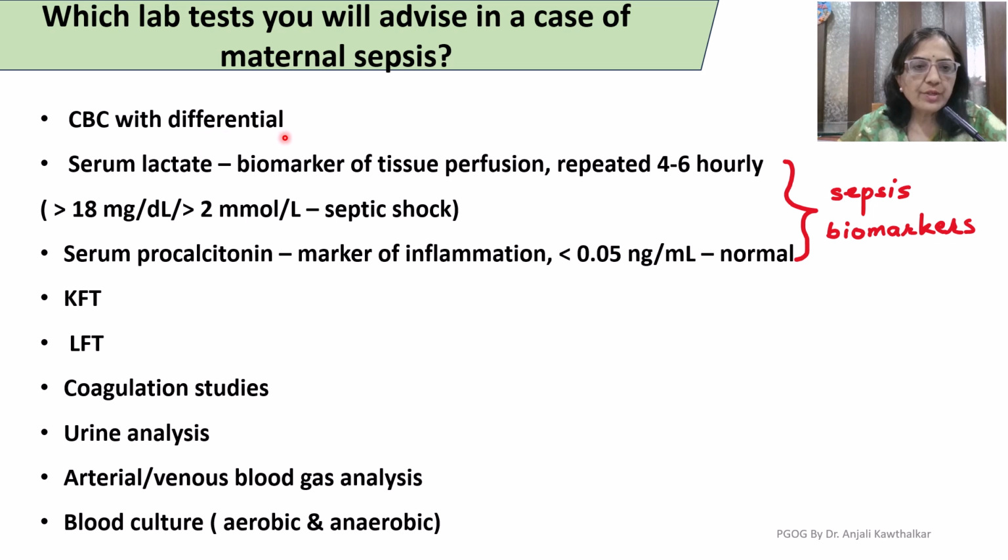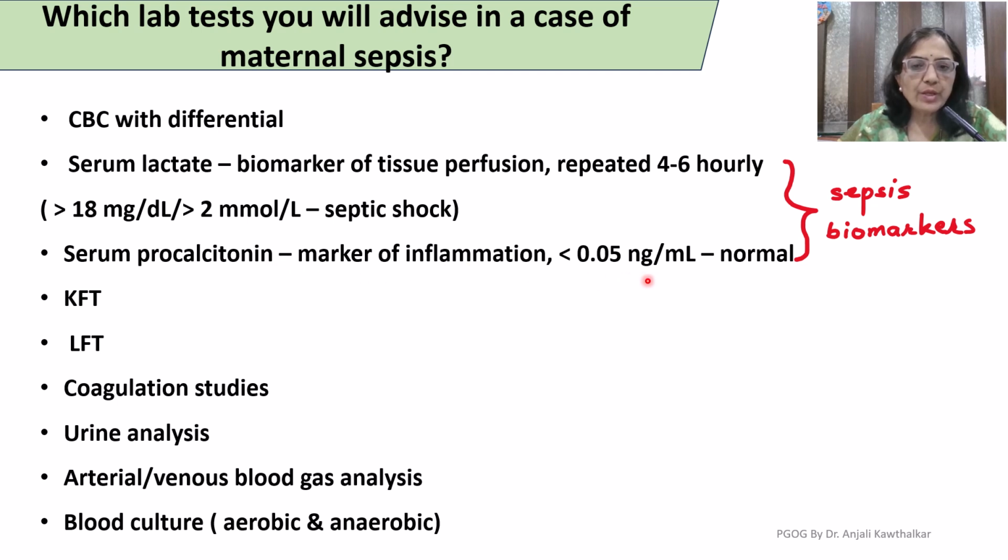Complete blood count with differential. Serum lactate is a biomarker of tissue perfusion. It needs to be repeated every 4 to 6 hourly. Anytime it is greater than 18 milligram per dl or greater than 2 millimole per liter is suggestive of a septic shock. Serum procalcitonin is a marker of inflammation.